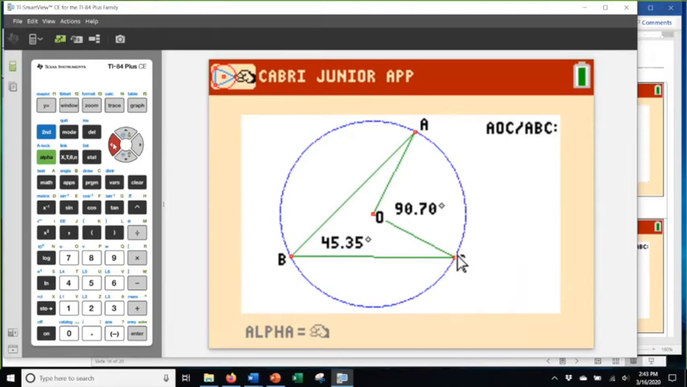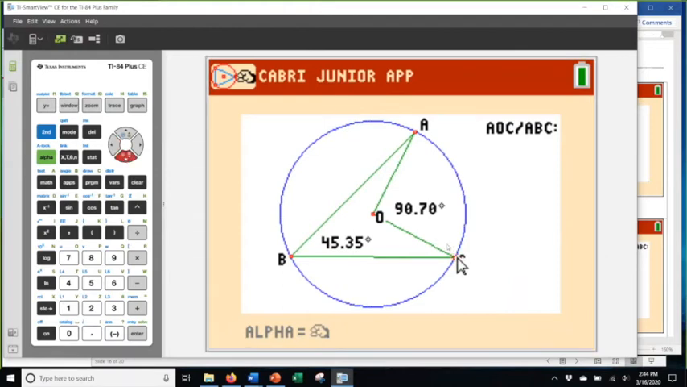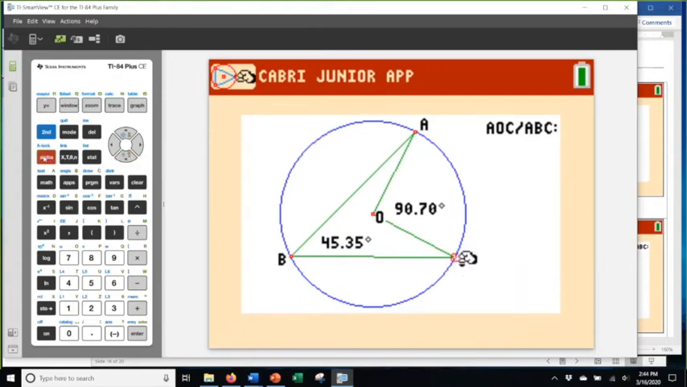That flashing circle means I'm going to be grabbing the circle. I don't want to do that. Here I am. My point is flashing. So now I know I'm grabbing the right thing. And the grab key is the alpha button. Now I can move point C around.